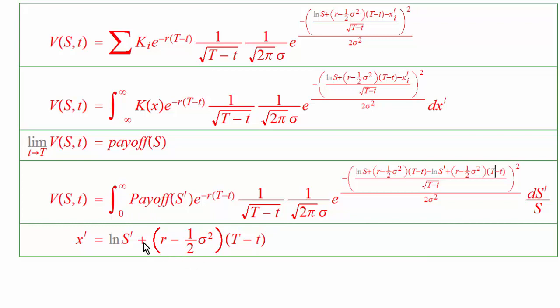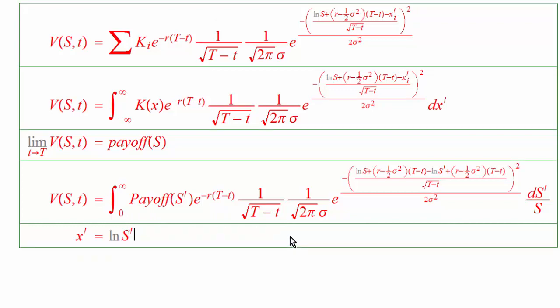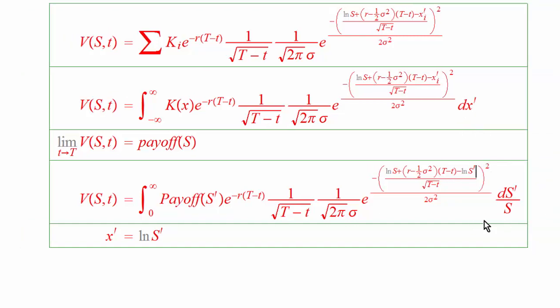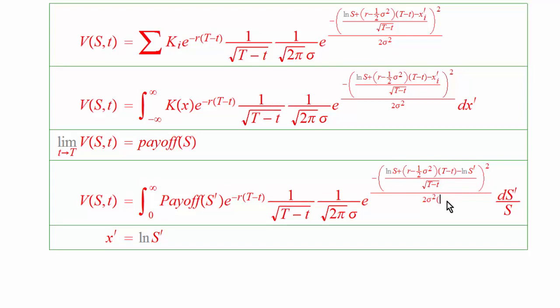So I haven't said what x prime was yet. I'm going to call x prime the ln of s prime, so that dx prime is just ds prime over s prime. Then this is not here. I don't need that extra piece. And I'm squaring this. If I square the denominator of this piece in here, that'll just put a t minus t on the bottom. Now I've squared that.